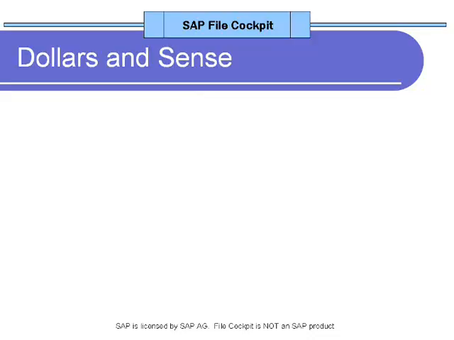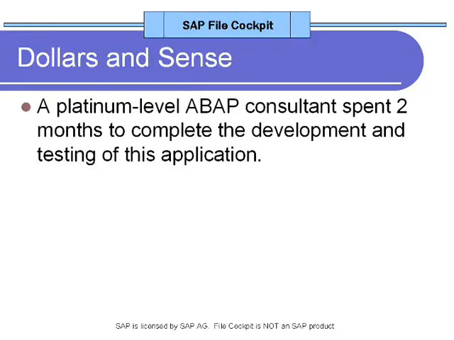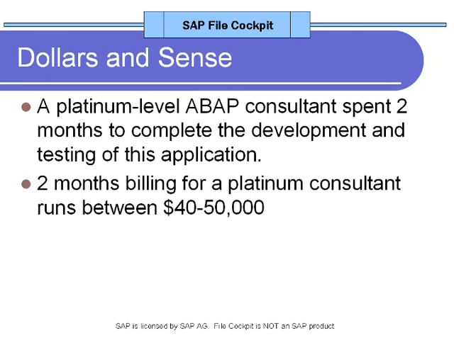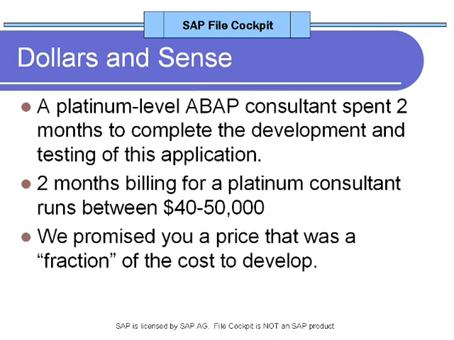So let's get down to brass tacks. How much is this thing going to cost? Well, consider for a moment that a platinum level ABAP consultant would take about 2 months to develop and thoroughly test this application. What does a senior level platinum consultant cost? Well, you can figure that for 2 months his bill would be between $40,000 and $50,000.